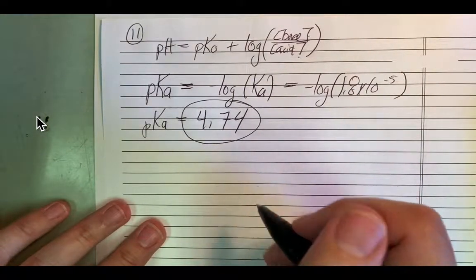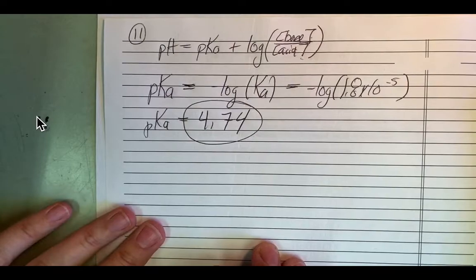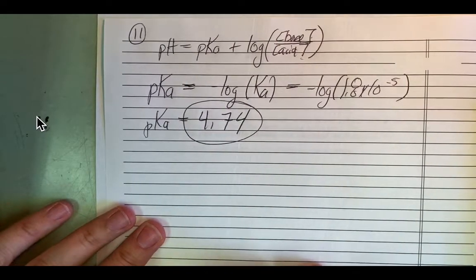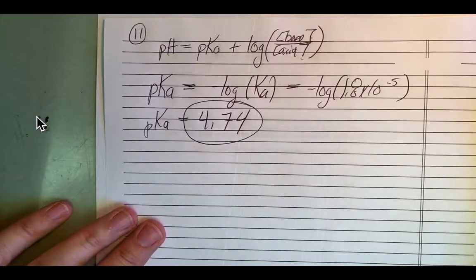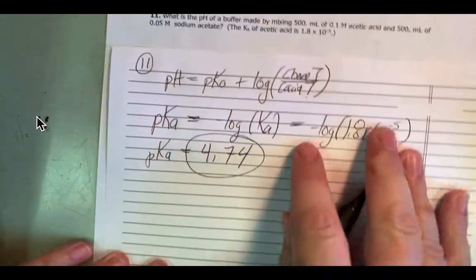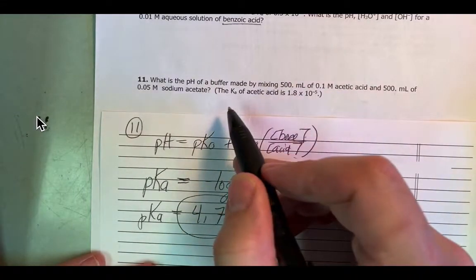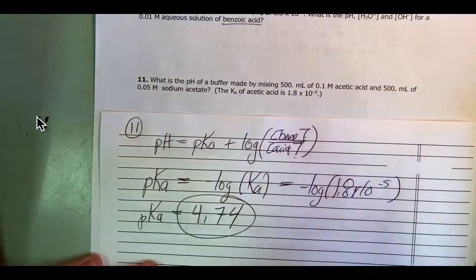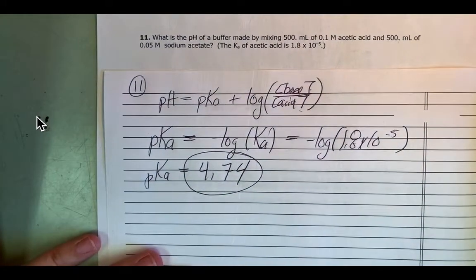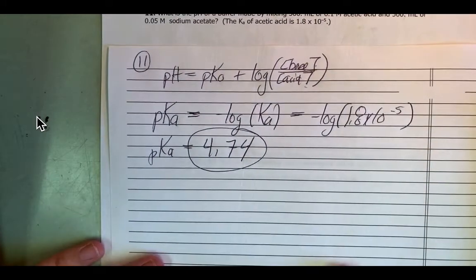Okay, so what we want to do is figure out the number of moles of the acid, the number of moles of the base, and then figure out what the molarity is once we've mixed them together. Because the acid solution dilutes the base solution, and the base solution dilutes the acid solution, in addition to them reacting with each other.